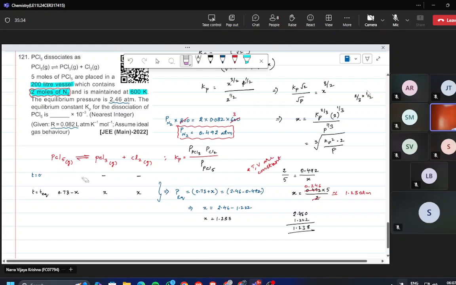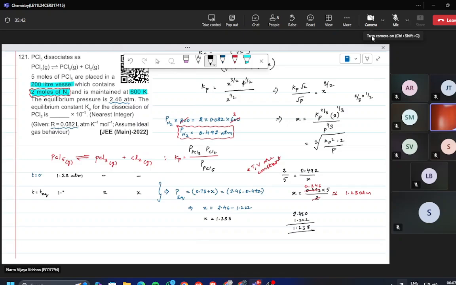So what is this value? 1.23 atmosphere. Good. Then what about this value? 1.23 minus x. This is x. So this value is 1.23 plus x equal to this value. So minus 1.293.